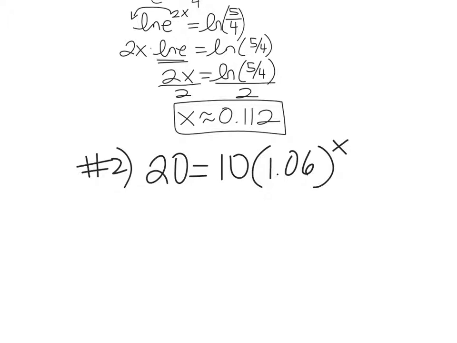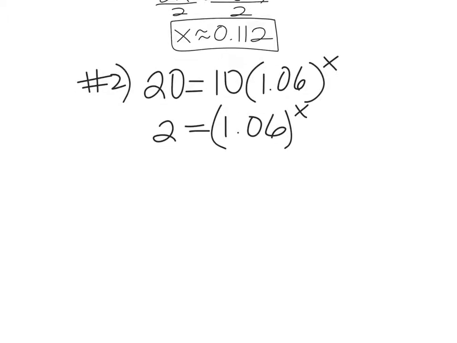So the first thing we're going to do is divide both sides by 10. So 2 equals 1.06 to the x power. Now here's where you can take the log of both sides, and you can take any log you want. I usually just do the common log, base 10. You could do natural log on both sides, it doesn't matter. So I'm just going to take the regular base 10 log.